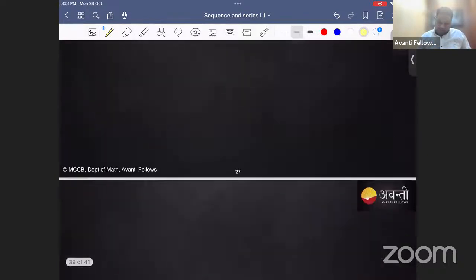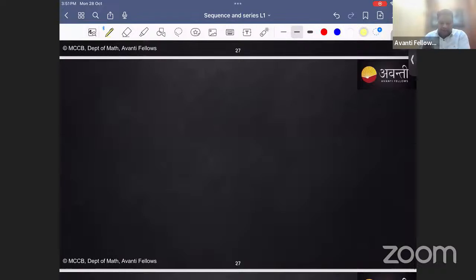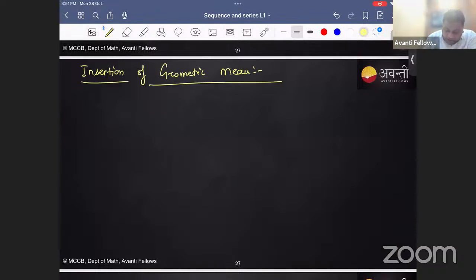Now, insertion of geometric means. Insertion of geometric means. Now see, we will do it with a question. Let you want to insert n geometric means between A and B.